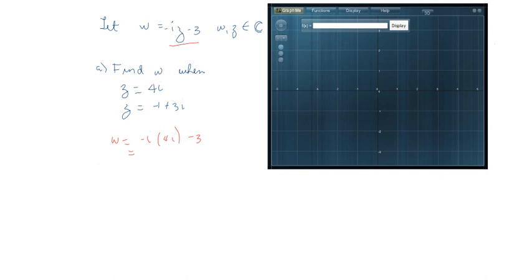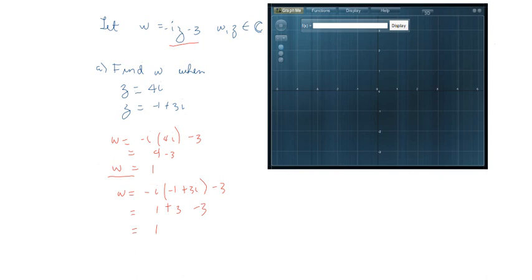So this gives us 4, because negative i times i, negative i squared, becomes positive. So 4 minus 3, we have a number equal to 1. So that's our w. Then for the next one, w equals negative i times negative 1 plus 3i, minus 3. Negative i times negative 1 gives positive i, plus 3, minus 3. That leads us to i.